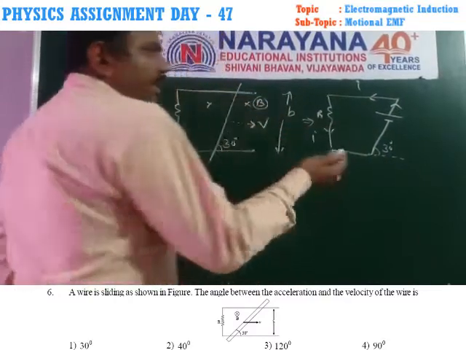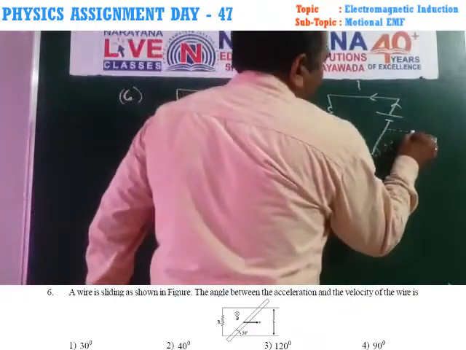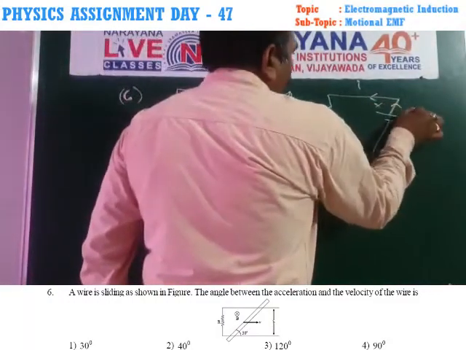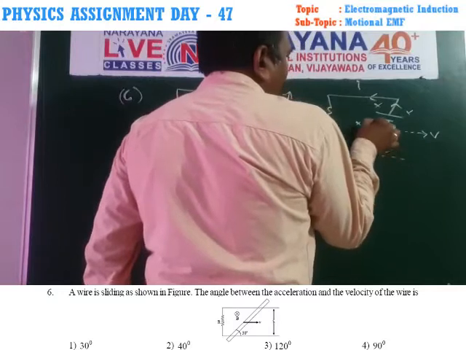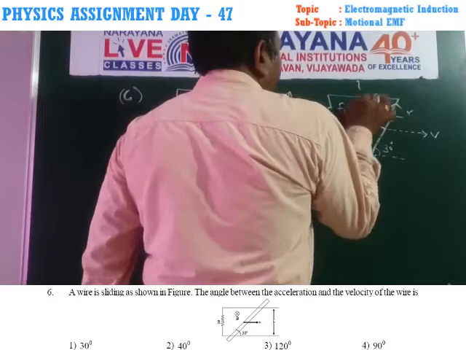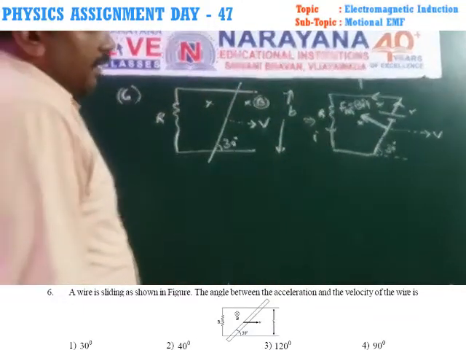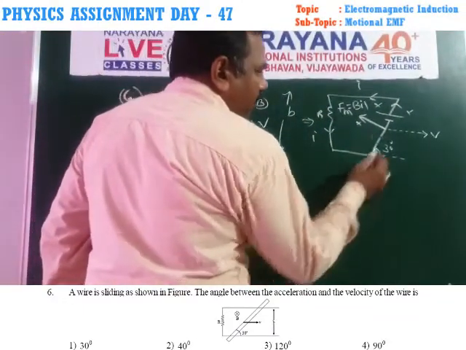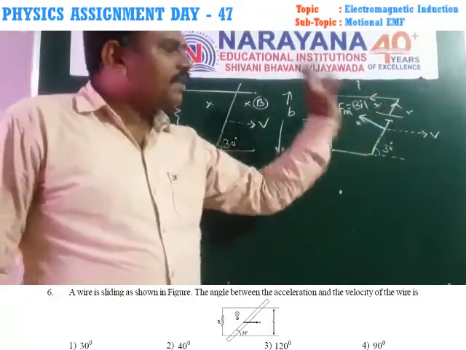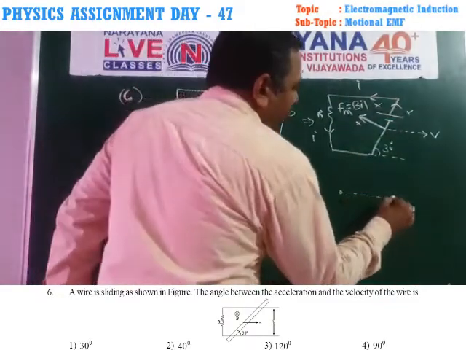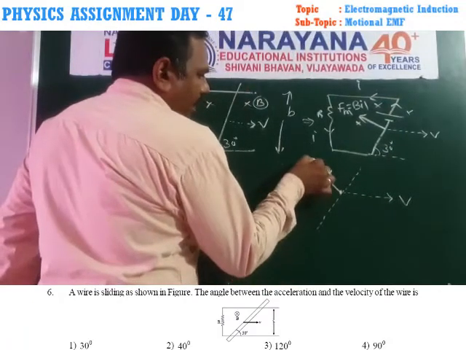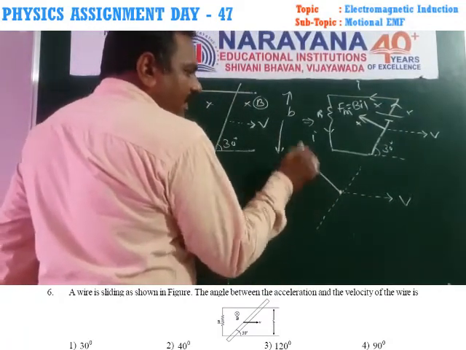So current is flowing like that. But velocity is in a horizontal direction. So the magnetic force is acting perpendicular to the conductor. This is the magnetic force, which is equal to BIL. So the force is along this direction, and along that direction, acceleration is also there. So velocity is in this direction, and perpendicular to the rod, force is there. That means acceleration is there.